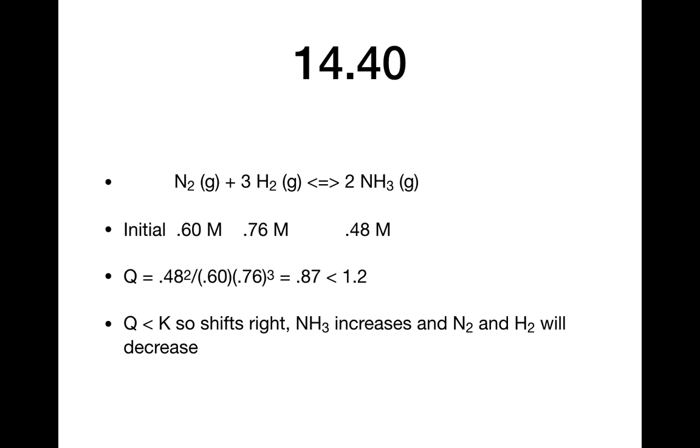We need to know which direction this is going to shift, so we need to solve for Q. Q is 0.48 squared over 0.60 and 0.76 cubed, which is 0.87. So the reaction quotient 0.87 is less than the K value given in the problem, 1.2. So since Q is less than K, it's going to shift to the right, which means NH3 will increase and N2 and H2 will decrease.